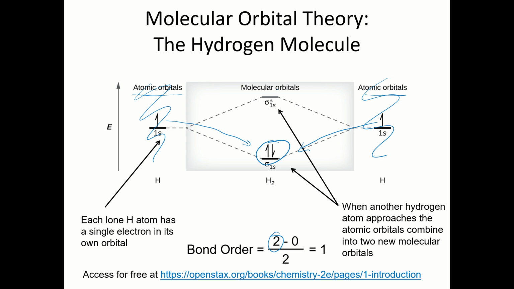And then we're going to subtract out any electrons that are in the anti-bonding orbital that is higher in energy. We can see we have no electrons there currently, because each hydrogen atom only carried 1 electron for a total of 2 in this system. And so 2 minus 0 gives us 2, divided by 2 gives us a bond order of 1. And that is what we see with 2 hydrogen atoms. We have 1 sigma bond between those 2 hydrogen atoms.